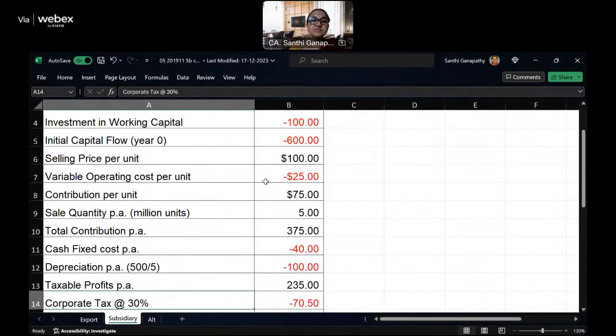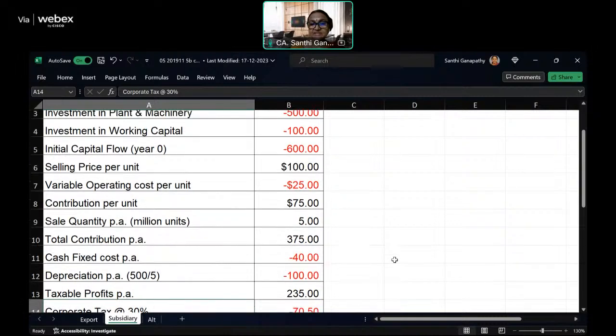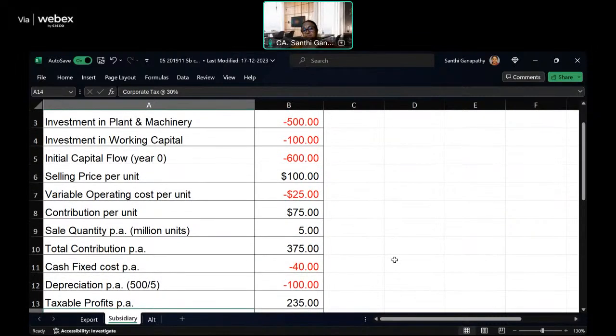Now, what is the selling price? What is the variable operating cost? Therefore, what is the contribution? Multiply with the sale quantity to get the total contribution. Deduct the cash fixed cost. Then depreciation. Find out what the taxable profit is. So this is it. Okay.